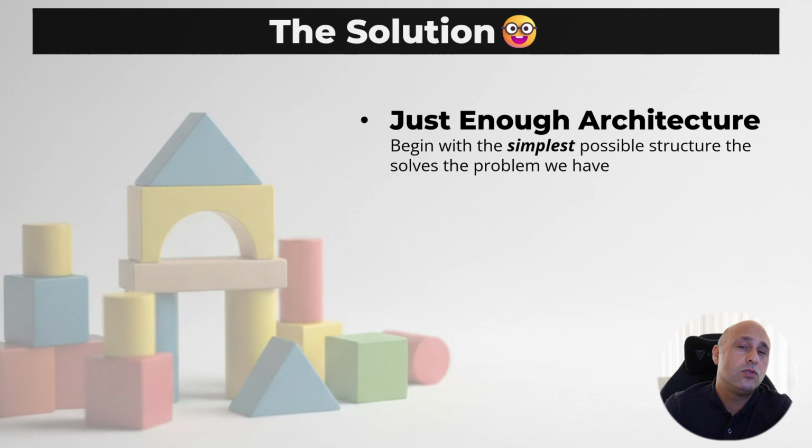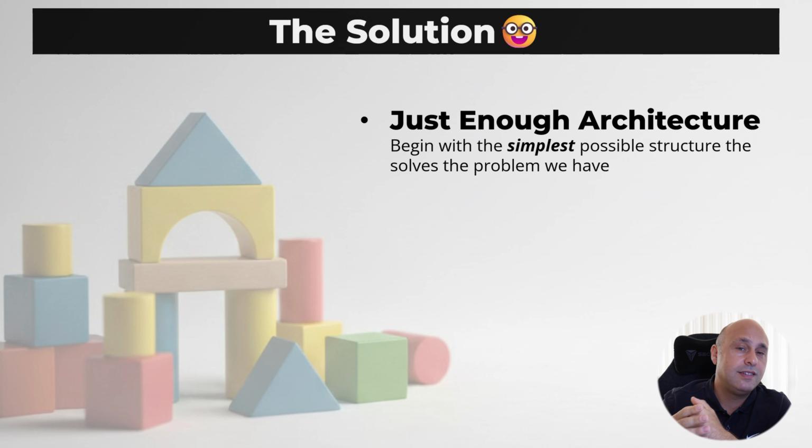So, how do we avoid this trap? We need to change our mindset. First, we need to start with just enough architecture. So we begin with the simplest possible structure that solves the problem we have. The problem we have today, not tomorrow or in 100 years' time. And we need to resist that urge to add layers for problems we only anticipate might happen in the future. Because we need to remember it's much easier to add a layer when you need it than to remove one that is useless but tangled in your code base.